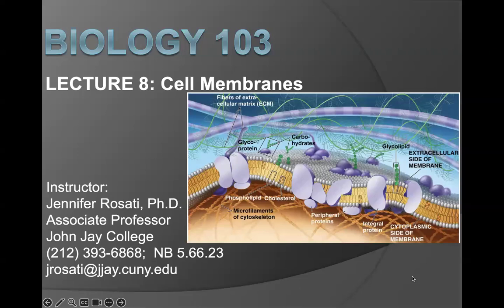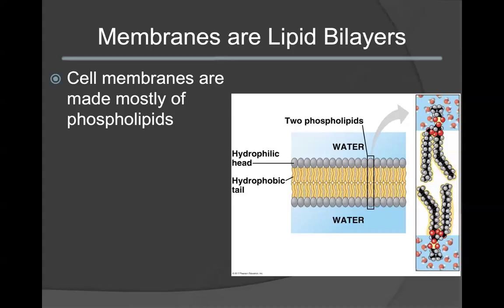Welcome to Lecture 8. This lecture will cover cell membranes as well as transport. Remember that membranes are considered to be a lipid bilayer. This means that they are mainly comprised of phospholipids, and these phospholipids are going to arrange themselves into two layers.